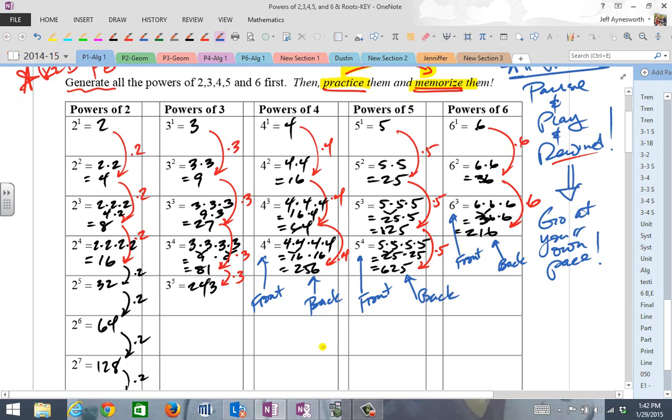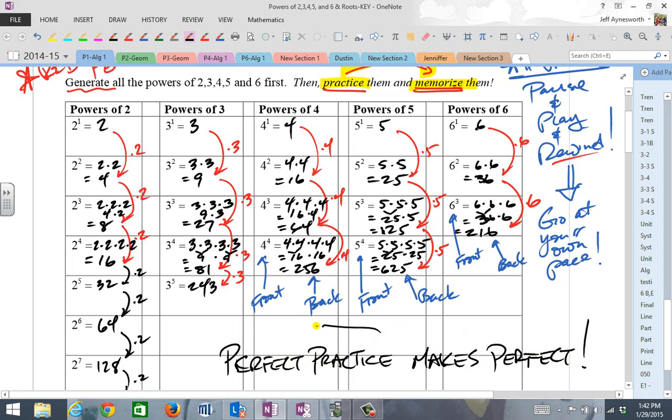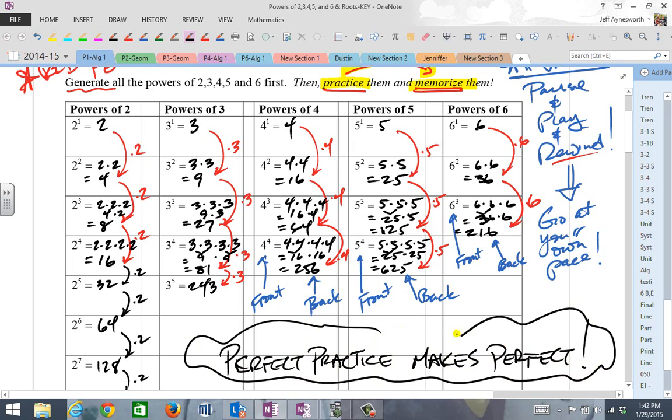Again, perfect practice makes perfect. Let's write that down, makes perfect here. And the only way you're going to get better is by practicing with me and also at home. But don't just rely upon me, because practice in class is not enough. You got to do some home practice, okay? That's why there is something called homework, okay?